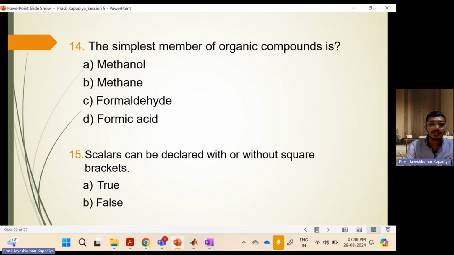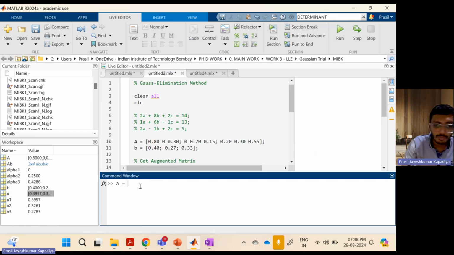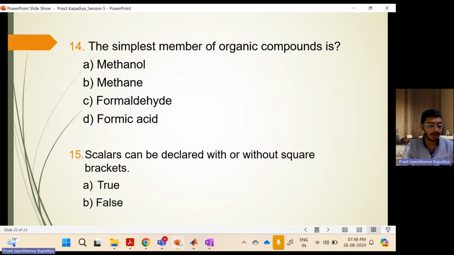Now 15th, scalars can be declared with or without square brackets. So let's say I'm defining scalar A is equal to 1. This is scalar. So I can define it without brackets. So that is correct. I can also define it with brackets or without brackets. So we can define it in both ways. So the answer is true, but we don't need to include any brackets when we are defining scalar. Okay, so the correct answer is true.